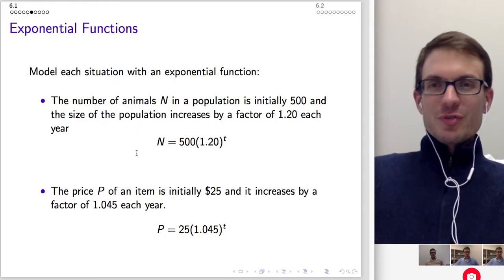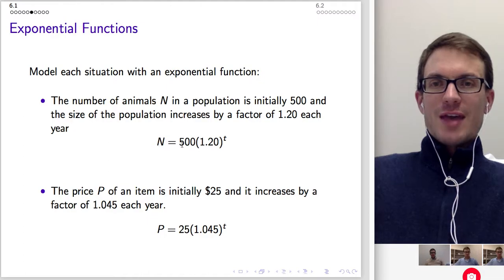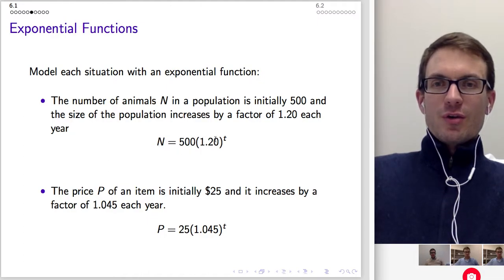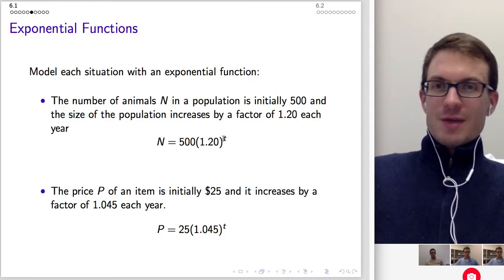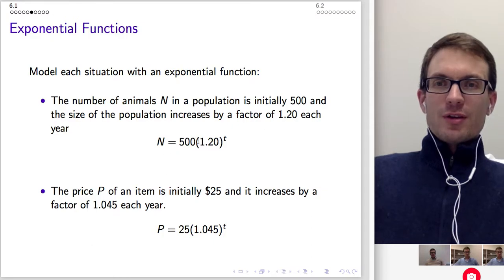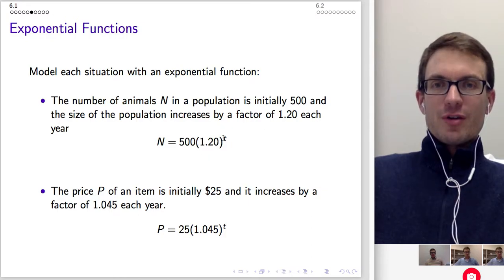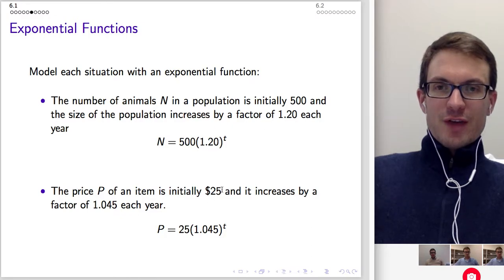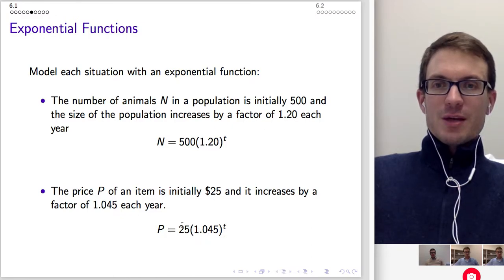All right, so now resuming, here is how we'd model these situations using an exponential function. So n is equal to 500 times 1.20 raised to the tth power. Maybe you used x here. So n is our output, 500 is our initial value, 1.20 is our growth factor raised to our variable. Okay, what about this one? P is equal to our initial value times our base, 1.045, raised to the t.